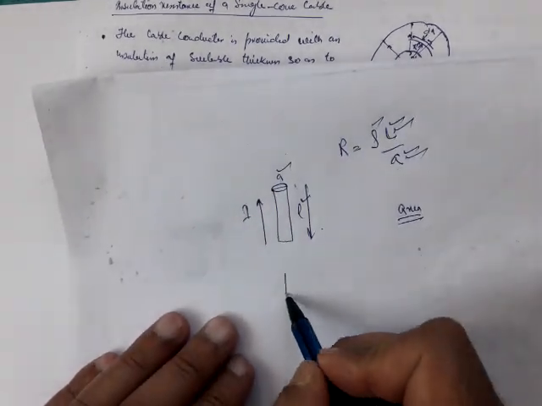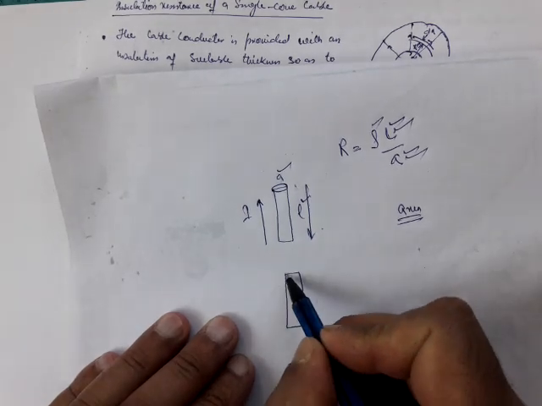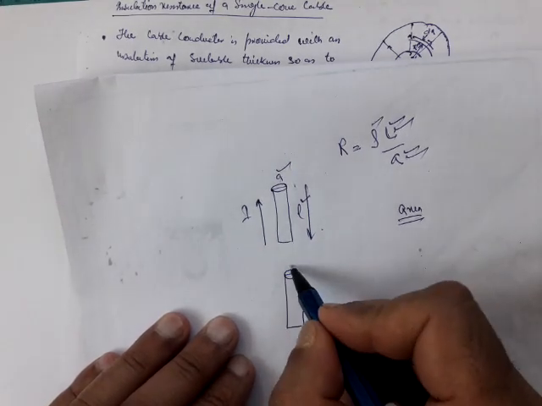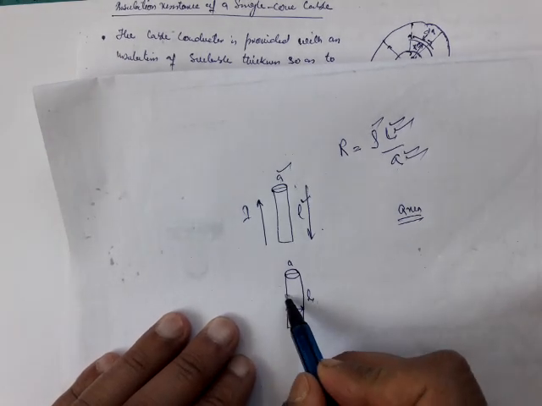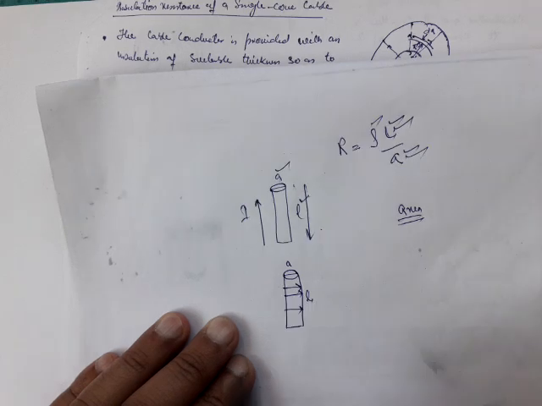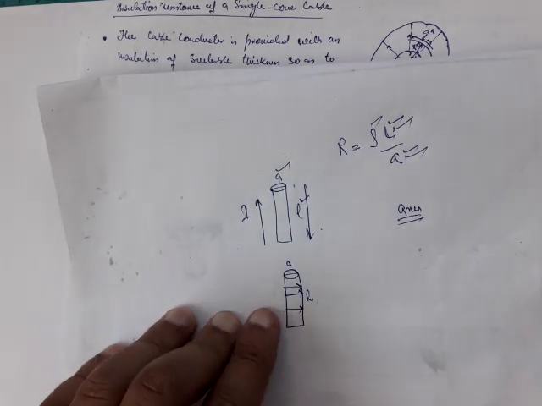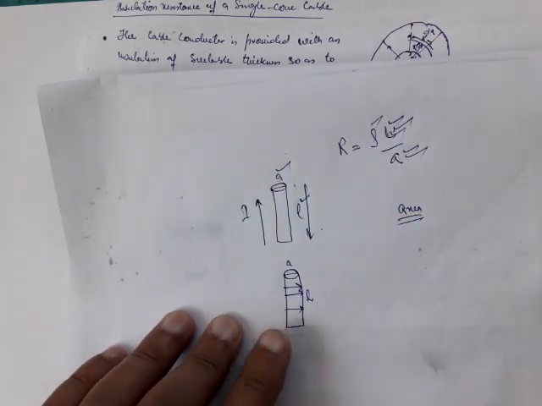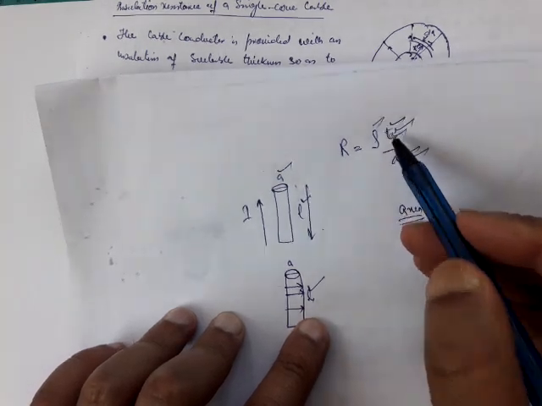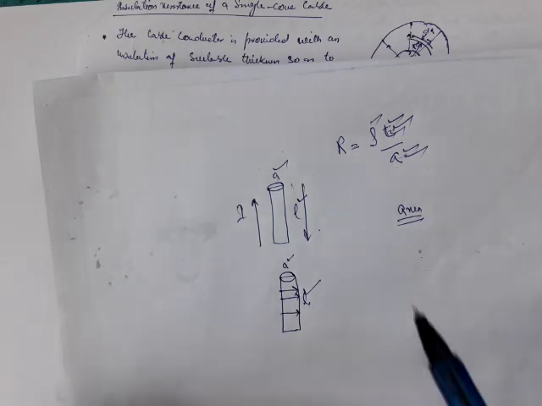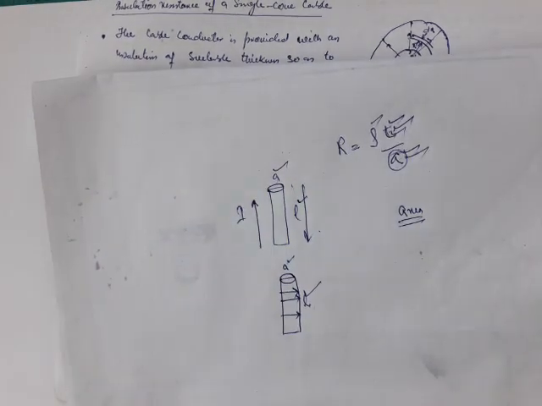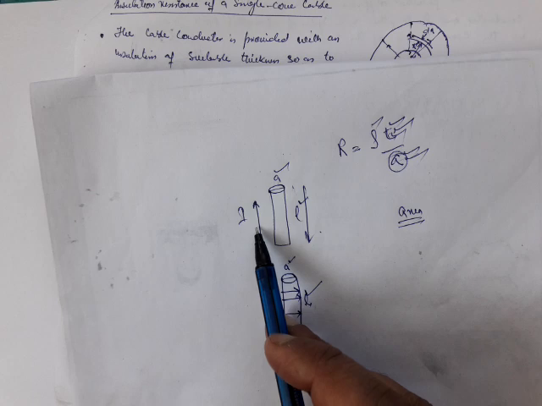If I take the same conductor whose area is again the same, whose length is L, but the current direction is like this, then in this case we have to define this L and this A again. In this case this L will not be the same as this L and this A will not be the same as this A, because the area in the relation R equals rho L by A is the area which is perpendicular to the direction of the flow of the current.